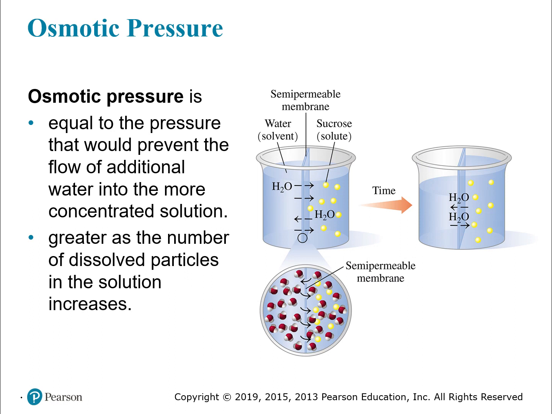The osmotic pressure is the pressure that would prevent additional water flowing through and being added to the more concentrated solution. As the number of dissolved particles in solution increases, you need a greater osmotic pressure to prevent the flow of water. And that makes sense. If you've got a lot of solute, then you need a lot of water, right?